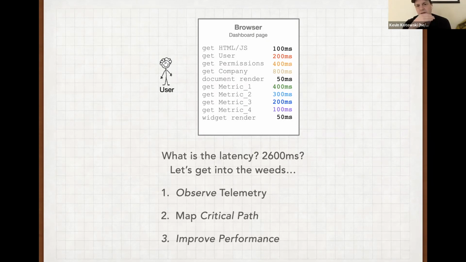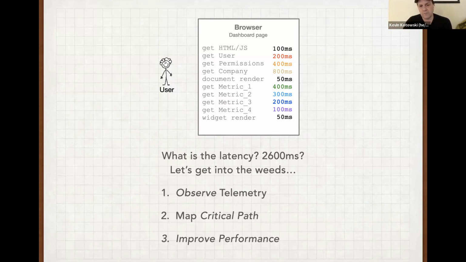permissions and company data. Then it'll render the document when it's got enough data, and let's just say it's a dashboard. So we've got 4 widgets on the screen, and we've got to get the data for metric 1, data for metric 2, 3, 4. And then the widgets would need to render again. So what's the latency? Do you just add it up?